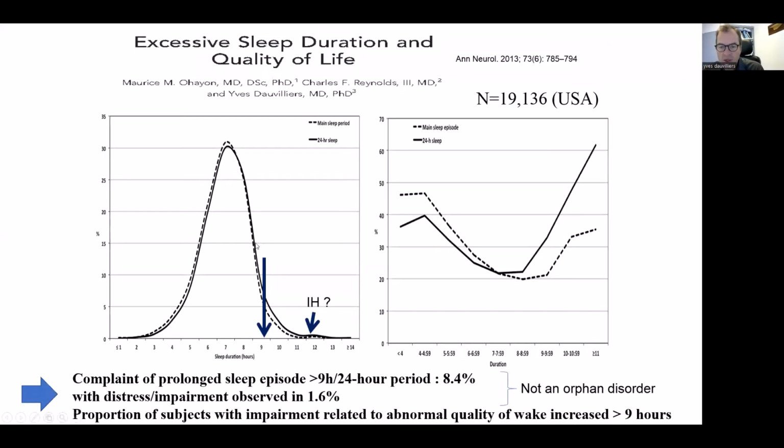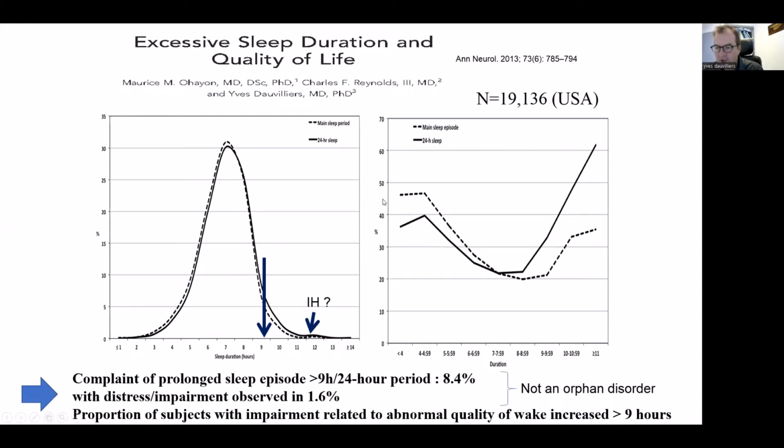If we go in this direction, we did the same survey of 19,000 subjects with my colleague Maurice Ohayon at Stanford. This was done across the US, and as you can see here, 8% of the general population complain about prolonged sleep duration above 9 hours. And if you associate that with distress and impairment of daytime functioning, it is 1.6%. So it's not an orphan disease, it's 1% of the general population.